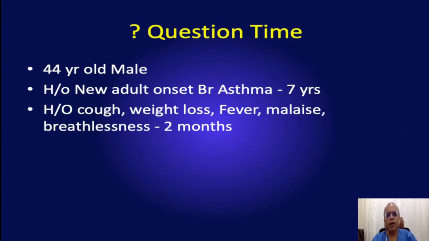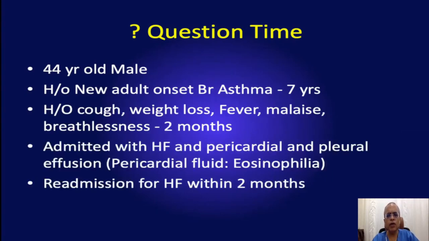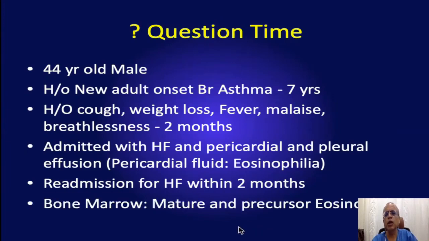He has a cough, weight loss, fever, and malaise for the last 2 months. He was admitted with heart failure and a large pericardial effusion, which was tapped, and the pericardial fluid surprisingly had a lot of eosinophils. He had a readmission within 2 months with heart failure. The bone marrow showed a lot of mature and precursor eosinophils.